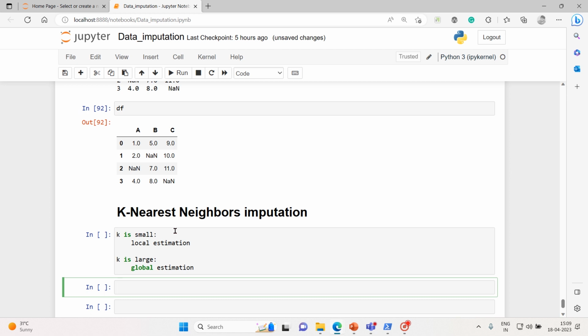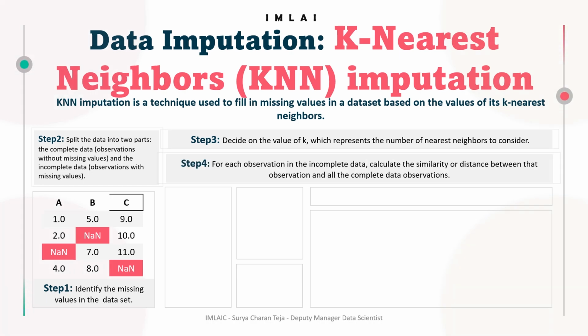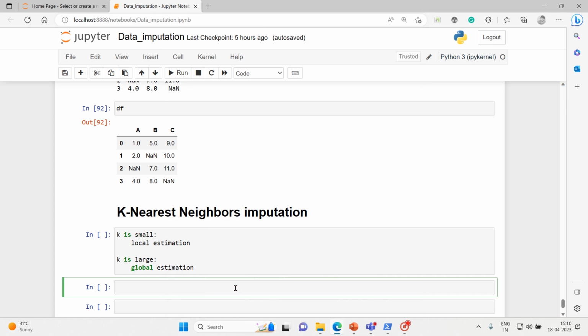Then once you have chosen the K value, now it's time to move on to step 4. That is, for each observation in the incomplete data, calculate the similarity or the distance between the observation and all the complete data observations. This is typically done using a distance metric such as Euclidean distance, Manhattan distance, or cosine similarity. So let me write these down.